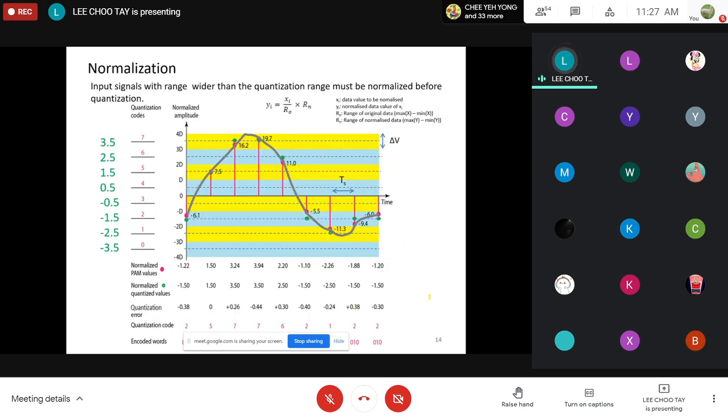Okay, if your input signal has a voltage range that is wider than the quantization range, then you must make sure you normalize the input signal before quantization. All right. So in this example, my quantizer will produce an output. It can actually handle from -4 to +4.